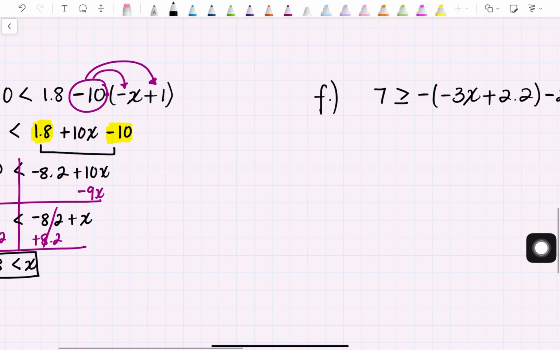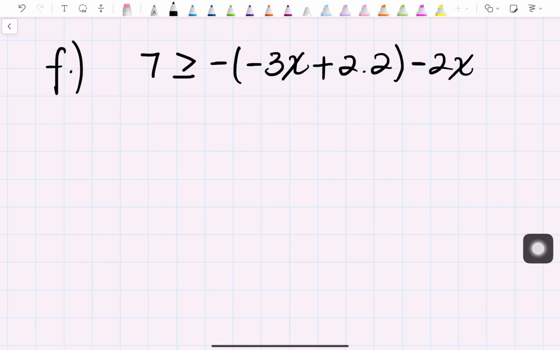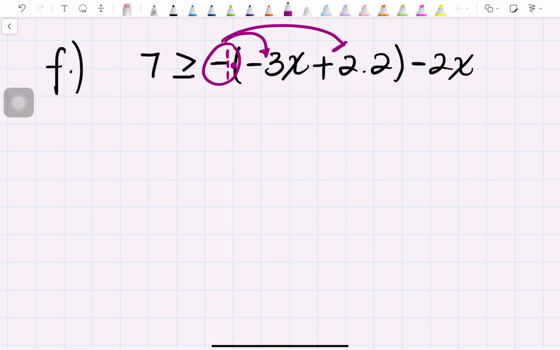All right, let's take a look at the last one, guys. On the last one, we have 7 is greater than or equal to a negative, parentheses, negative 3x plus 2.2 minus 2x, right? Notice in this case, guys, we do have a negative in front of the parentheses. So I am going to be putting a 1 in front of it. And we have to multiply it. So multiply by a negative 1 inside of the parentheses.